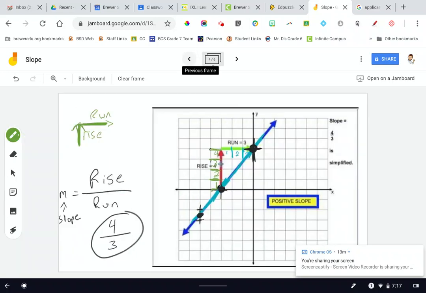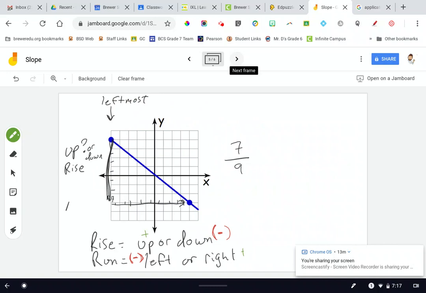That's what I did in this first graph. I went up, and then I went to the right. So those are both positive, so I didn't need any symbols. 4/3 was it. But here, because I went down, I have to put that as a -7. That's all. Not a big change. I went down 7, so I put a -7.